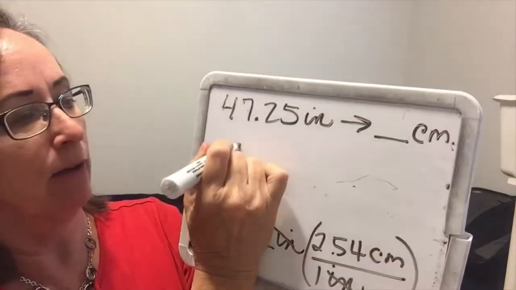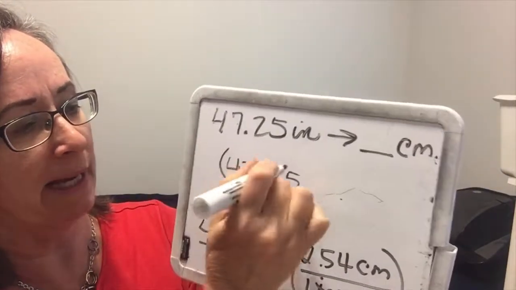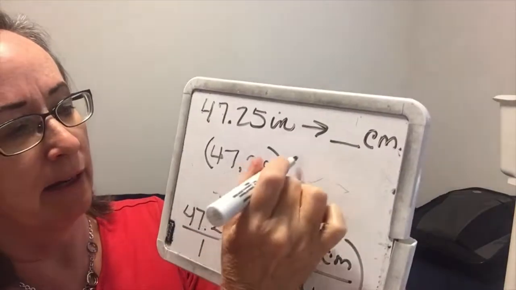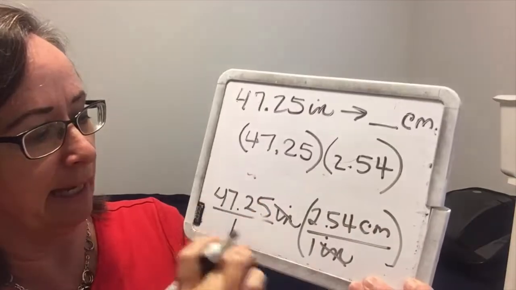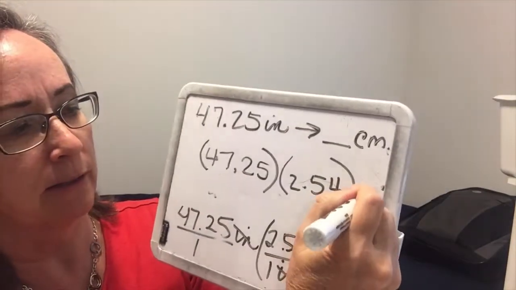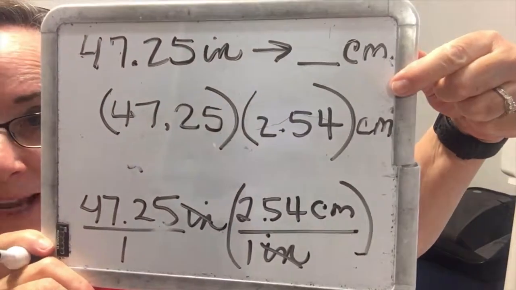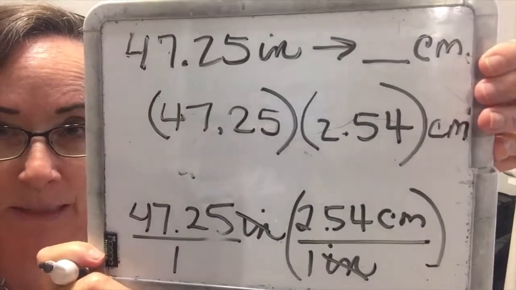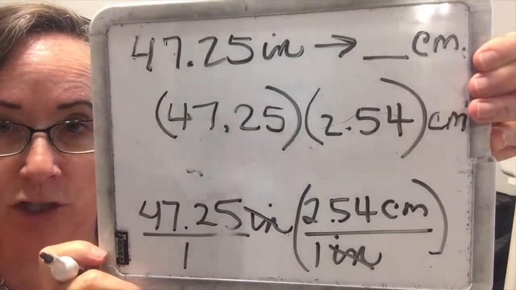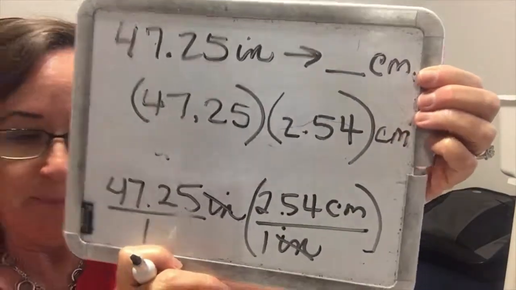So we're going to say 47.25. He doesn't make you multiply it out in this section. And 2.54. And then the answer is in centimeters. And that's the way that you get to leave your answer just like that. You don't have to multiply it out. Isn't that cool? Because the big deal is just learning how to choose the correct unit multiplier that we're going to use. Okay, so now we're going to do another one.